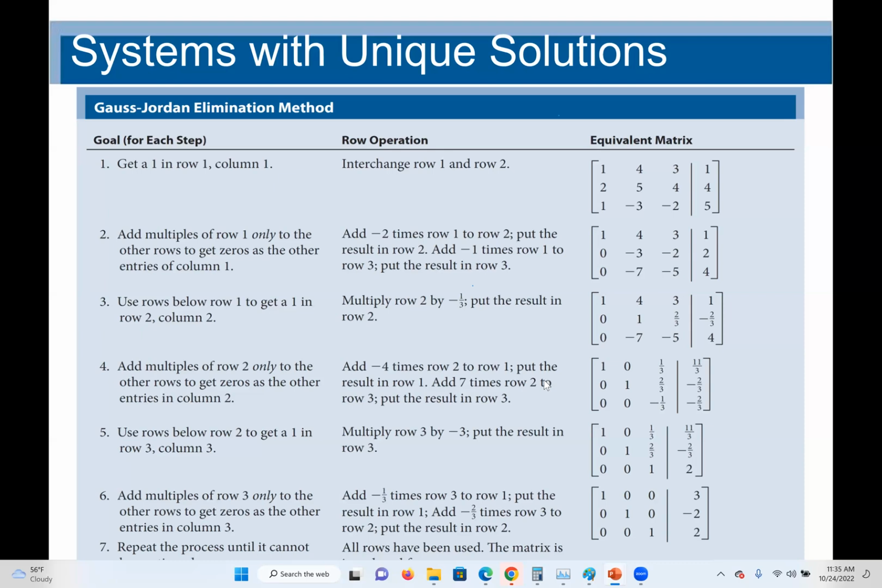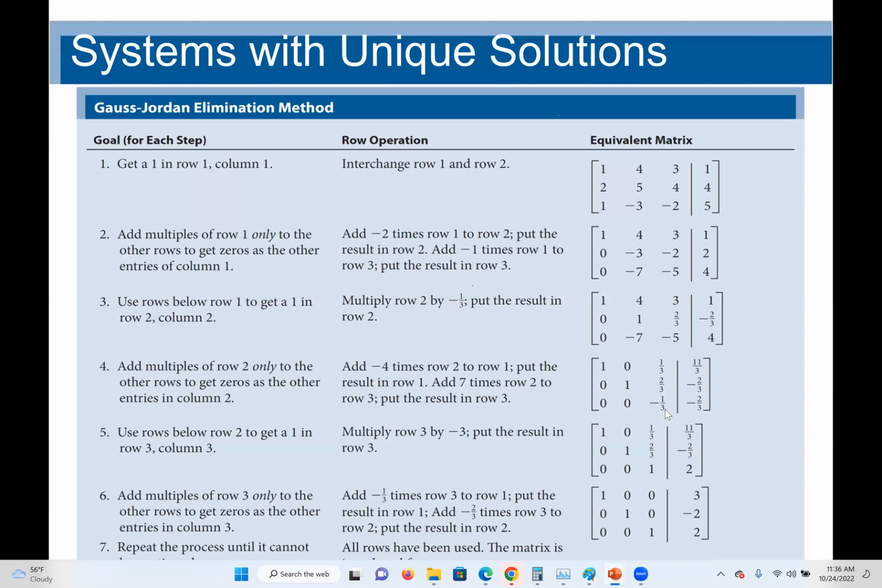Add 7 times row 2 to row 3. Then the result goes to row 3. So they multiply 7 by row 2 and add it to row 3 and keep the answer in row 3. 7 times 1 is 7. 7 plus -7 is 0. 7 times 2/3 will give me 14/3. We have to subtract 5 from it, and this is what we get. Then that's it.